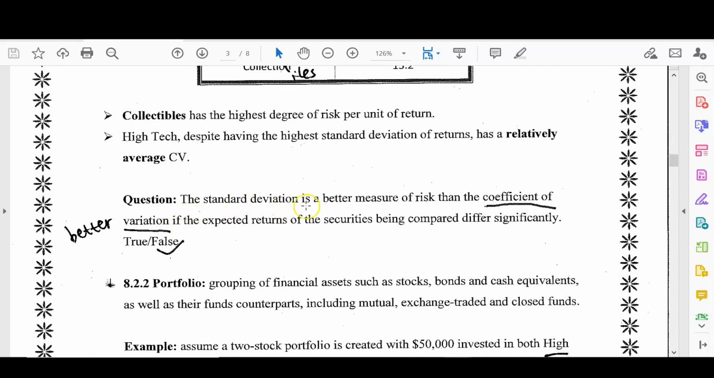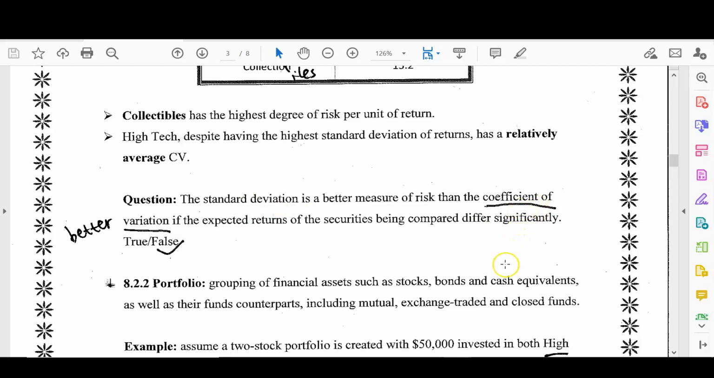Question: standard deviation is a better measure of risk than the coefficient of variation if the expected returns of the securities being compared differ significantly. This is false. Coefficient of variation is actually better than standard deviation, okay, because it takes into consideration both risk and return.